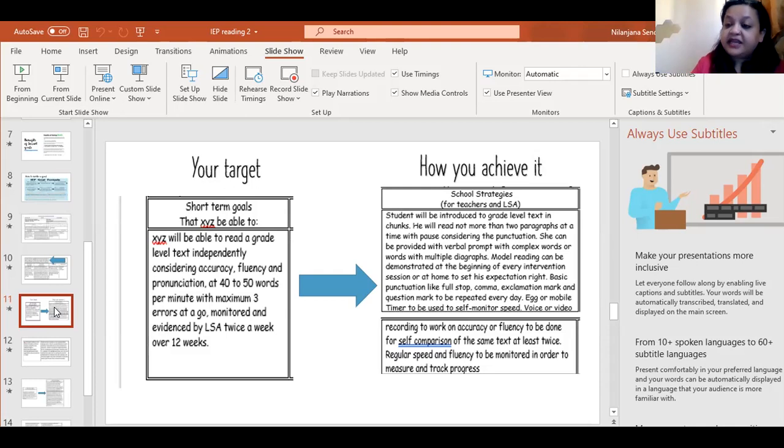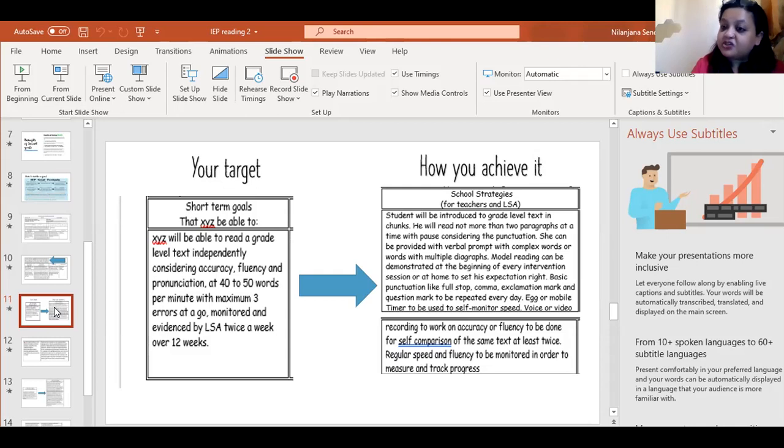Next comes that it will be monitored or evidenced by LSA twice a week. You cannot be doing the sessions every now and then. You have to set up a particular time where the child will know this is my time with my learning support assistant or my shadow teacher or my intervention teacher or my form tutor or my language teacher, whom I'll have to have a session with where they'll be monitoring these things.